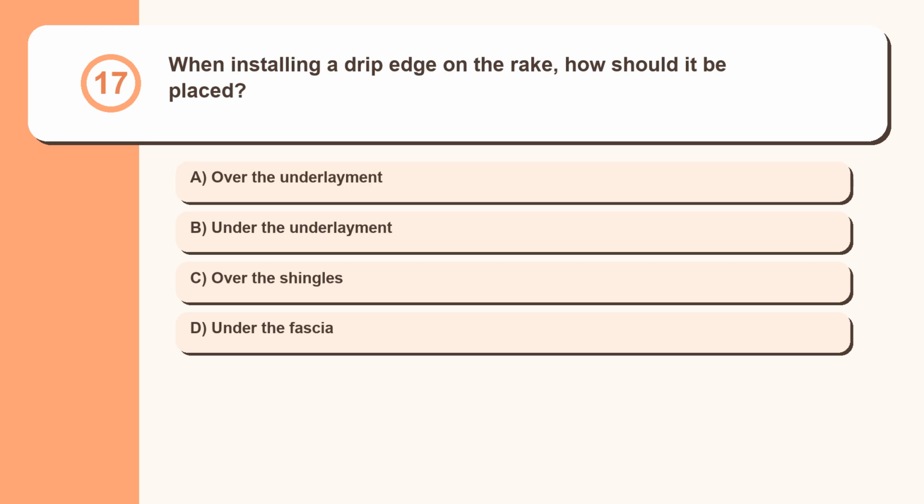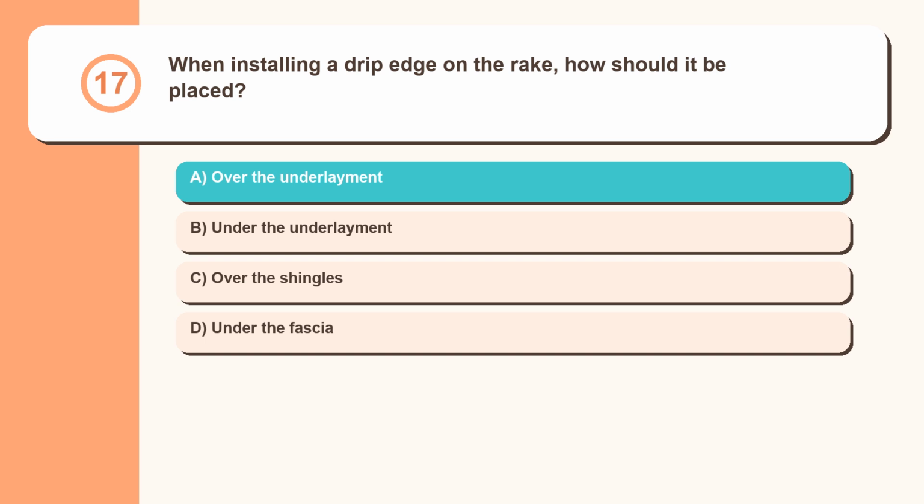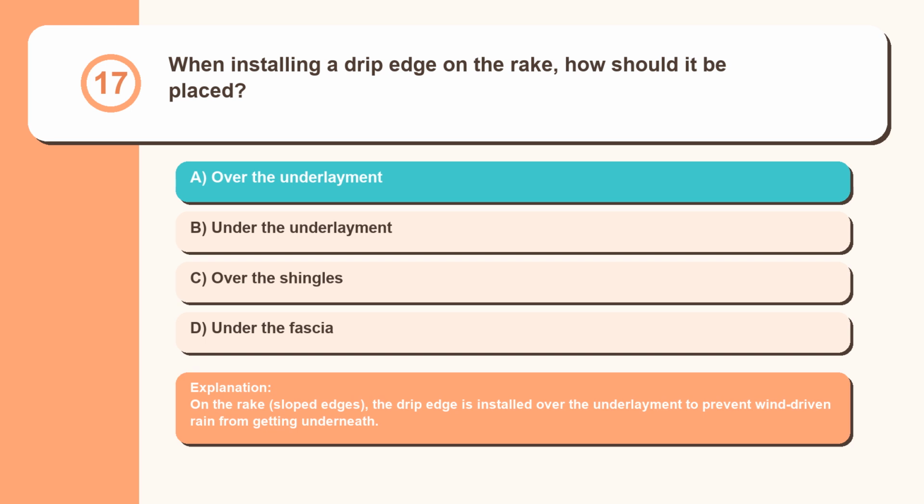Question 17. When installing a drip edge on the rake, how should it be placed? Over the underlayment, under the underlayment, over the shingles, under the fascia. On the rake, the sloped edges, the drip edge is installed over the underlayment to prevent wind-driven rain from getting underneath.